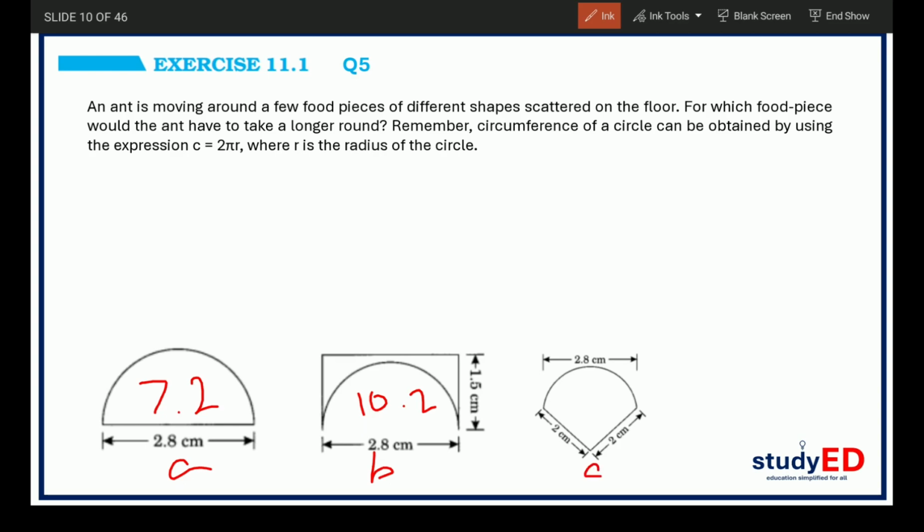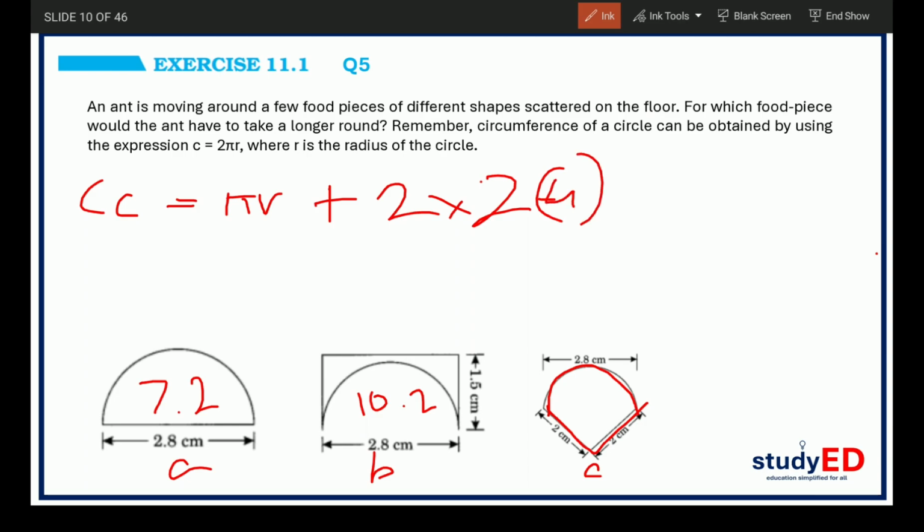Now finally for figure C. Again, there is not much we have to do here. The lengths are already given. And circumference of C, we already have this length. So let's just take that as pi r now. No need of simplification. And then 2 lengths we can just add, plus 2 into 2, aka 4.